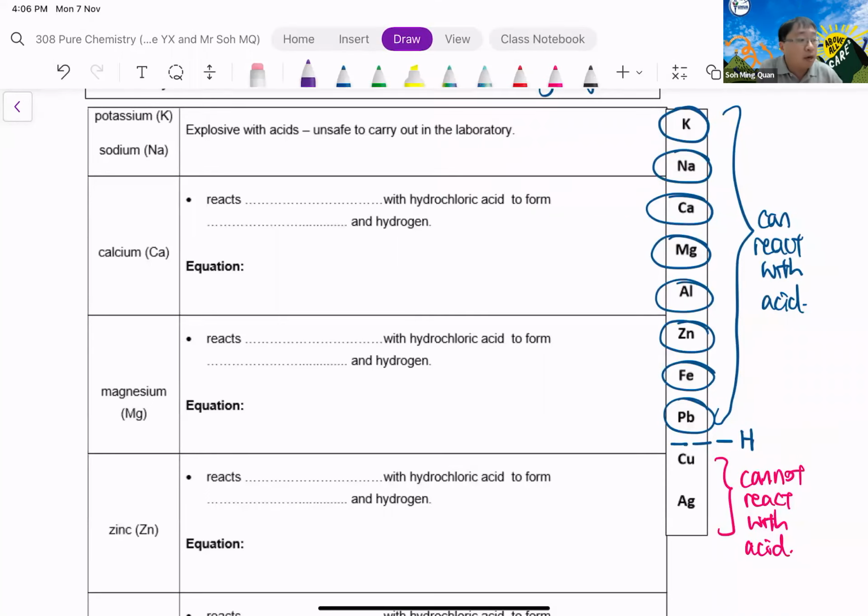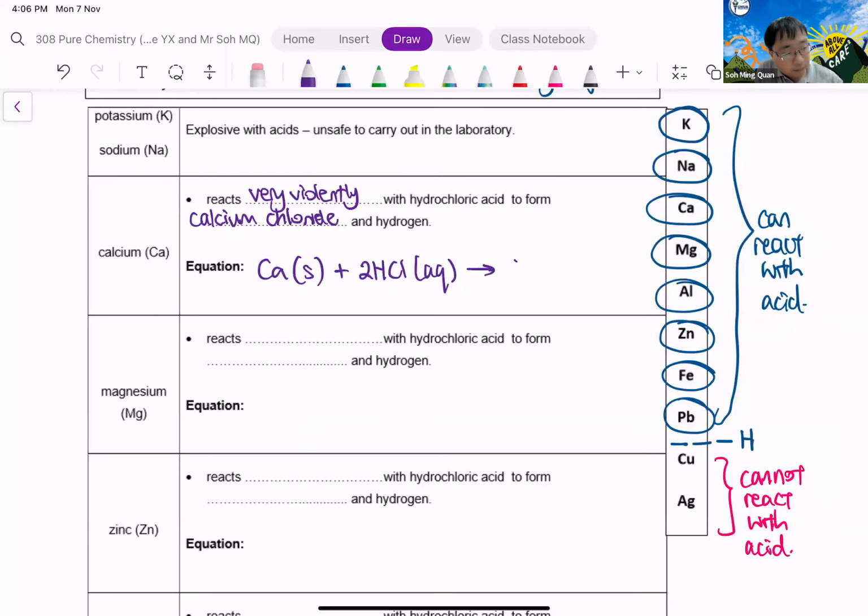Next, we go to calcium. Now, calcium reacts very violently with hydrochloric acid, and this forms obviously calcium chloride and hydrogen. Okay, I think writing the equation shouldn't be difficult by now. Let me just quickly write it for you. So this is the reaction between calcium and hydrochloric acid.